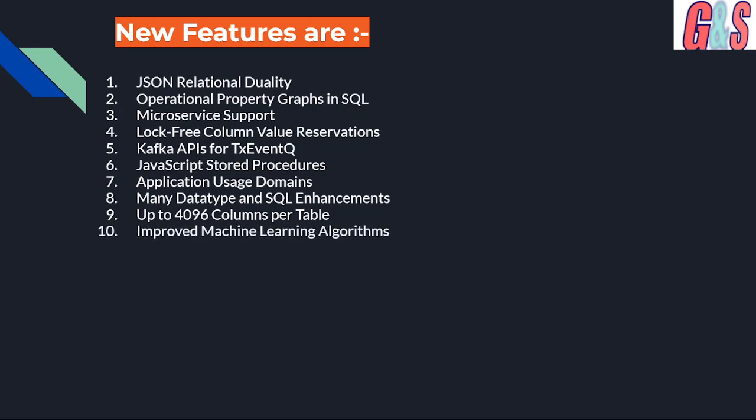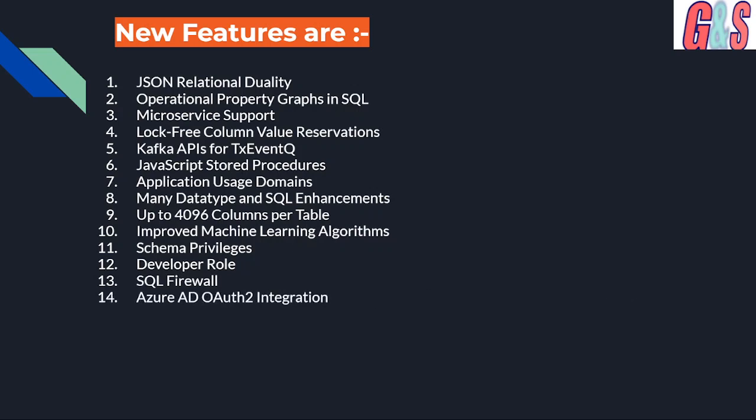10th is improved machine learning algorithms. 11th is schema privileges. 12th is developer role. 13th is SQL Firewall. 14th is Azure AD OAuth2 integration. Let us understand one by one these features of the 23C database.